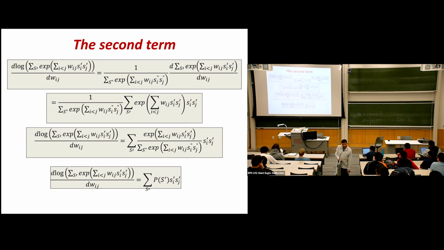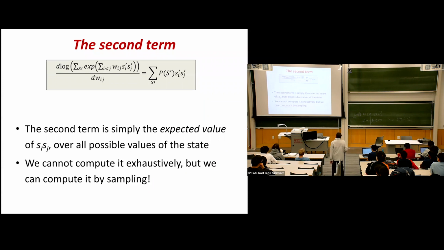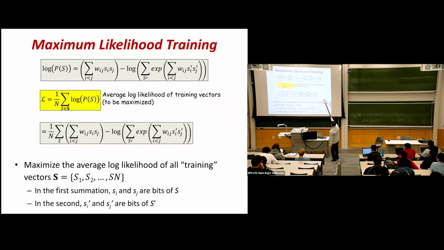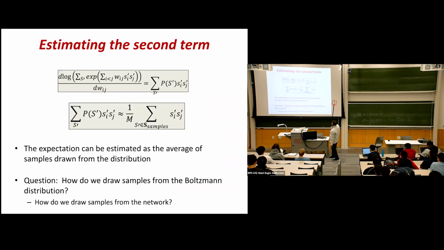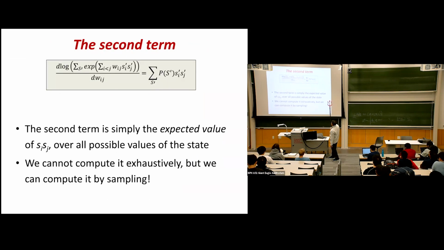And that thing is just an expectation, right? And so the second term in our derivative, the derivative of this term, simply ends up being the expected value of S i S j over all possible states. Unfortunately, we have an exponential number of these states, so you cannot explicitly compute this expectation.